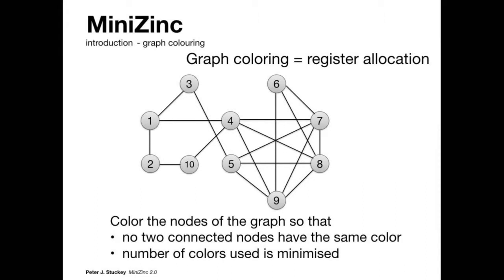So here's a graph coloring problem. I've got this graph of things. I want to color the nodes so that no two connected nodes have the same color, and the number of colors used is minimized. So how many colors would I need? There's my quick question to the audience. Have a think about that for a few moments.